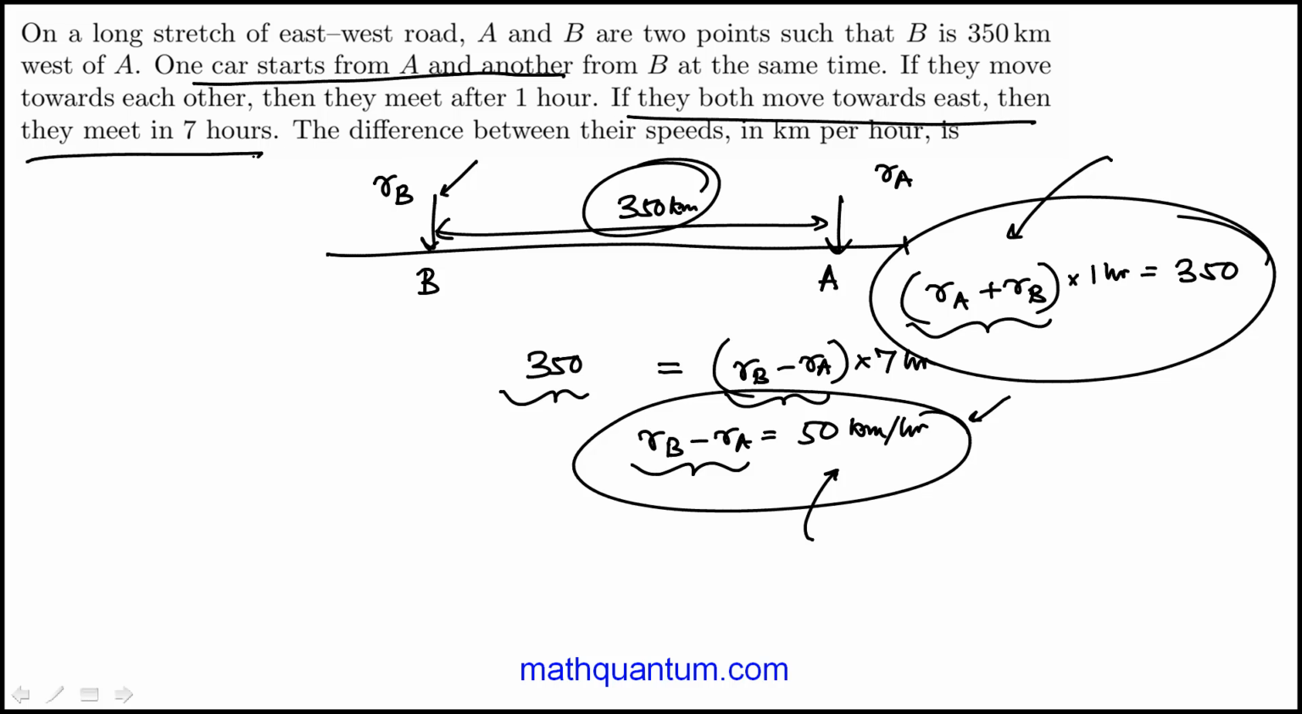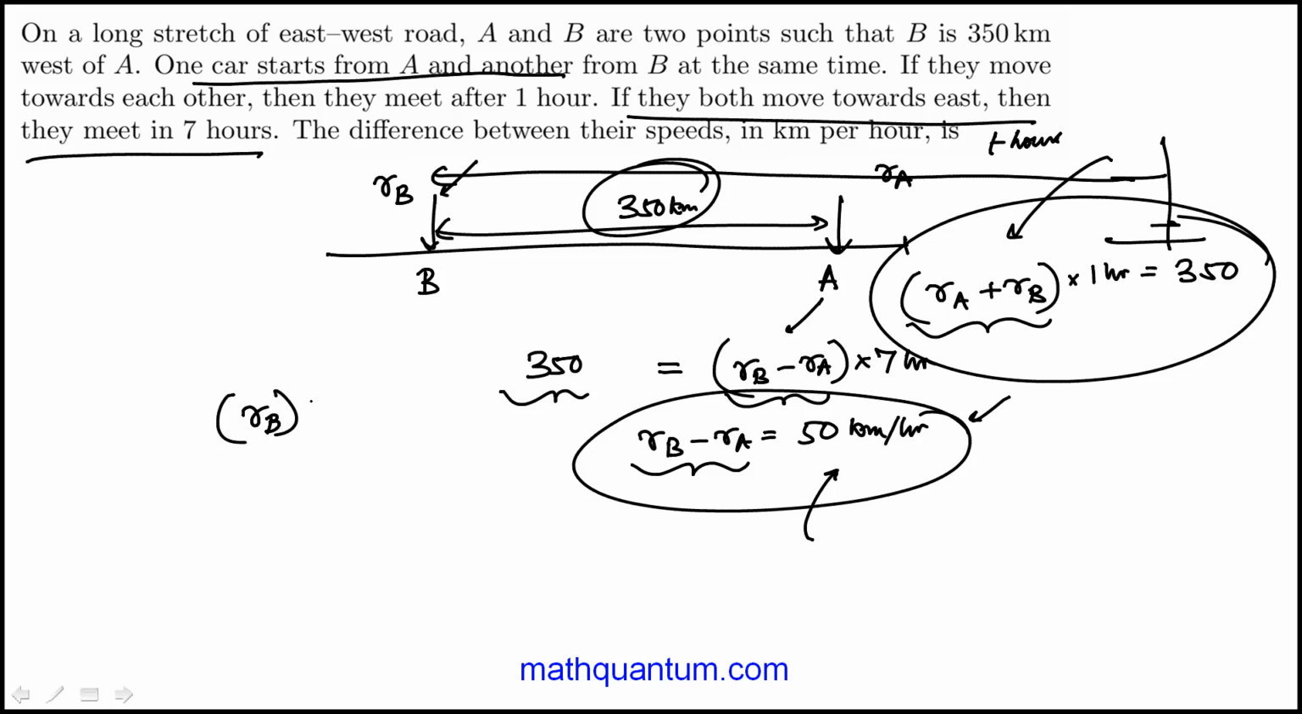And if you don't like this relative speed kind of setup, then you can say that, let's say they both reach this point, and B takes T hours, and A also gets to this point. So R sub B, the rate of B times T, would be 350 plus the distance that A would have covered. Let me call that D. And that D would be R sub A, because A is starting from this point, needs to cover that D, and it's going at speed R sub A times T.